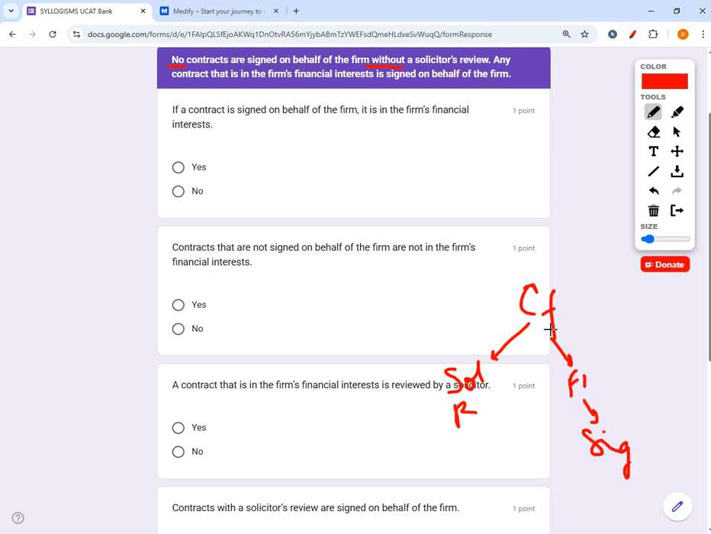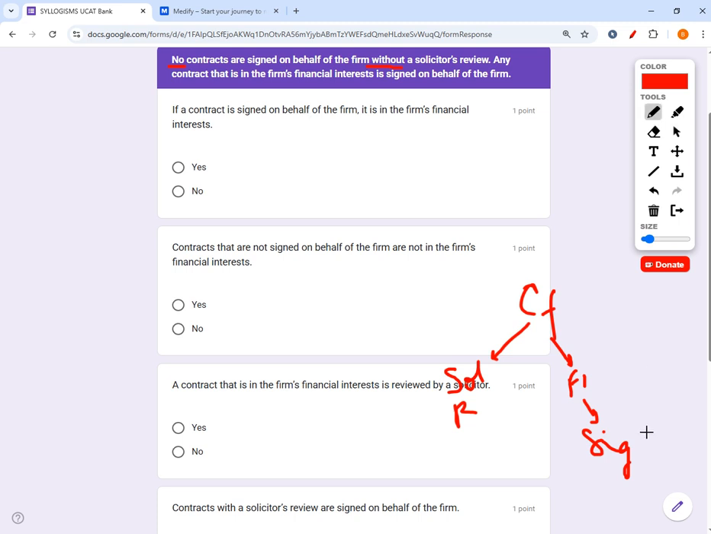So what have we got? Contracts of a firm, right? All contracts in the firm need a solicitor review. Makes sense. For everybody's contracts of the firm, they need a solicitor review. Any contract which is in financial interest requires signature on behalf of the firm. Let's start. If a contract is signed on behalf of the firm, it is in financial interest.